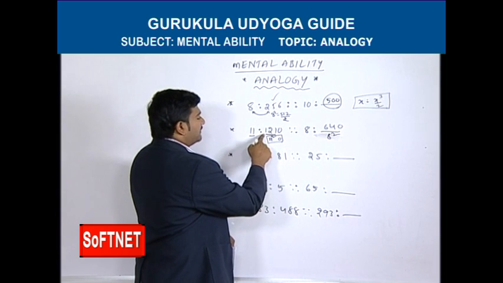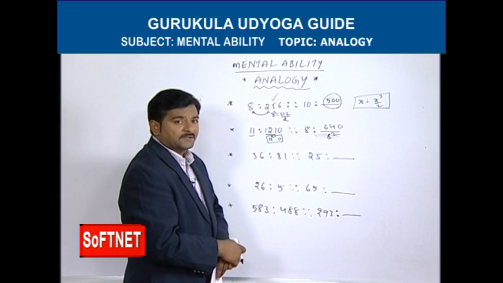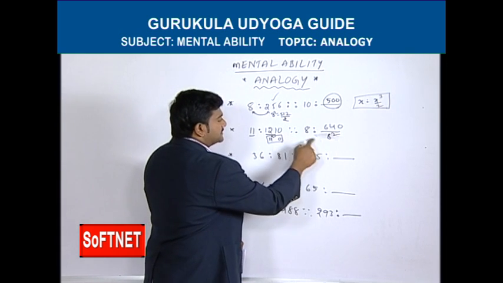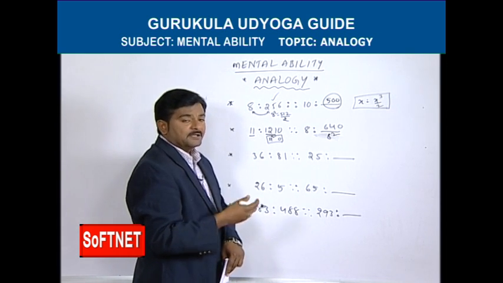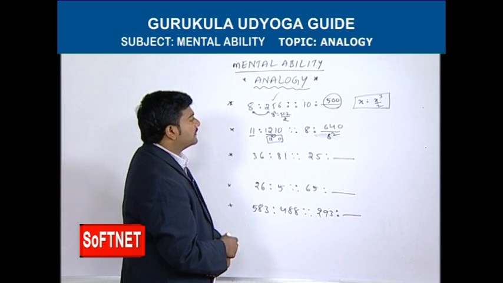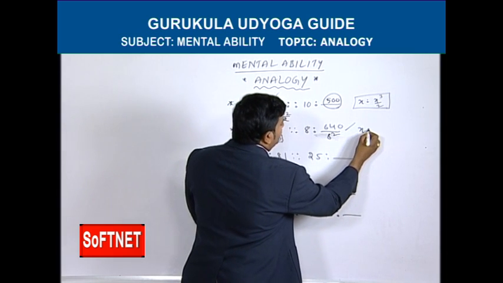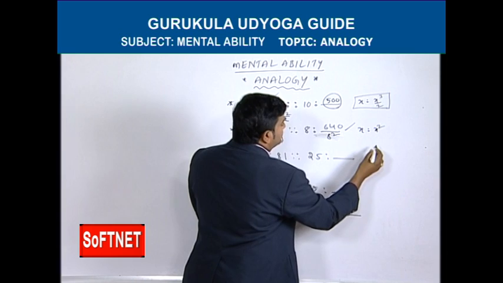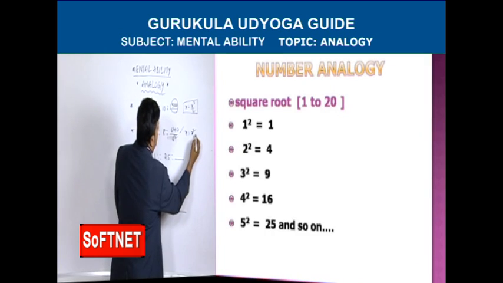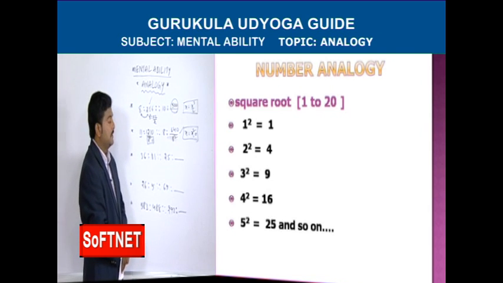11 means 11 square with 0 kept beside it. Similarly 8 means 8 square, again keeping 0 beside 64. So I am getting 640 as the answer. So what is the concept involved here? x is to x square, but with a 0 kept beside the x square. That is the concept involved in that question.